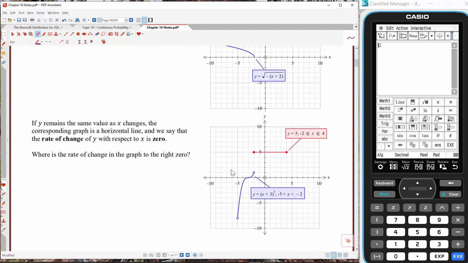Functions can also have a zero rate of change. So if the y remains the same value as x changes, then the corresponding graph is a horizontal line, and we say that the rate of change of y with respect to x is zero. That is, as x increases, y doesn't change at all. It doesn't go up, it doesn't go down, it stays the same. So the rate of change is zero. So where is the rate of change in the graph to the right zero? It's when x is an element of between these two values here, -2, 4.